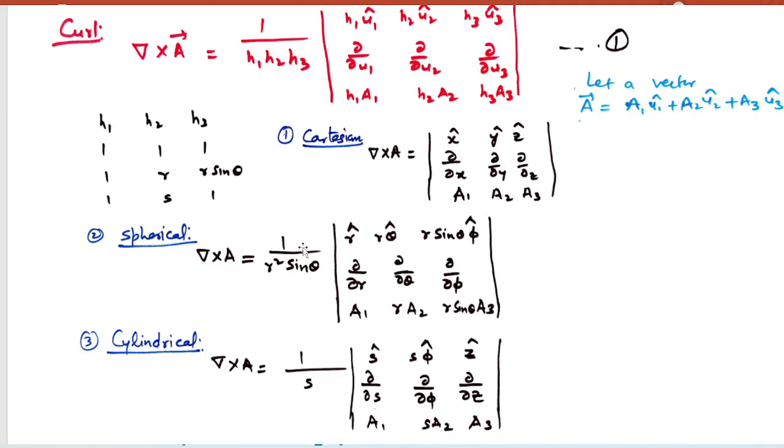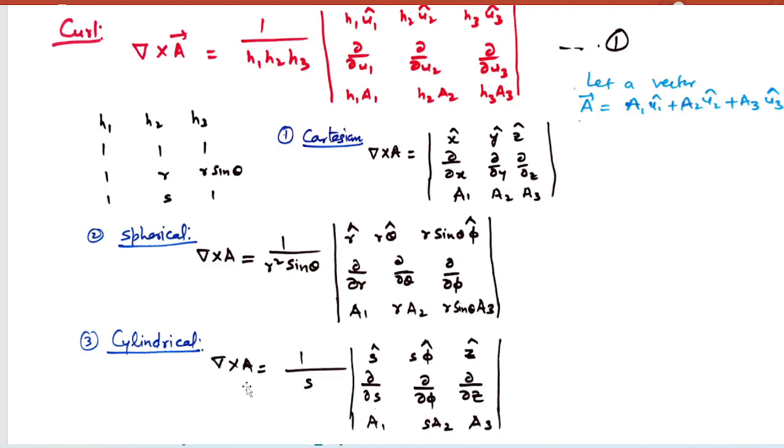If the vector is in r cap, theta cap, phi cap, then we will use the spherical symmetric formula, and in that case 1 upon h1 h2 h3, 1 upon 1 into r into r sin theta, that is 1 upon r square sin theta, then r cap, h2 u2, that is r into theta cap, h3, that is r sin theta into phi cap, and del by del r, del by del theta, del by del phi, A1, then h2 A2, that is r A2, and h3 A3, that is r sin theta A3.